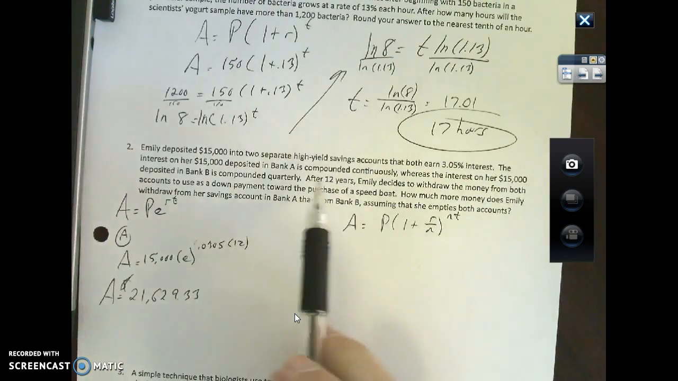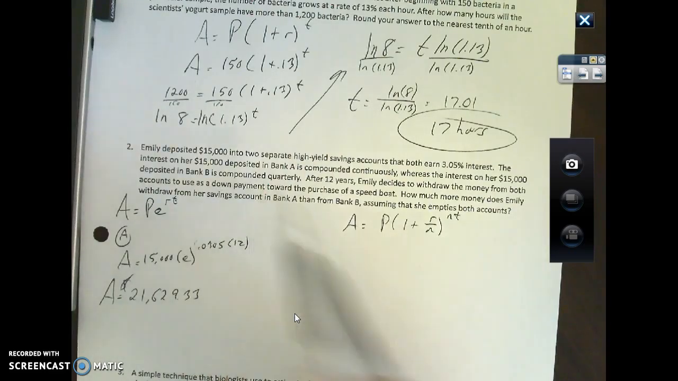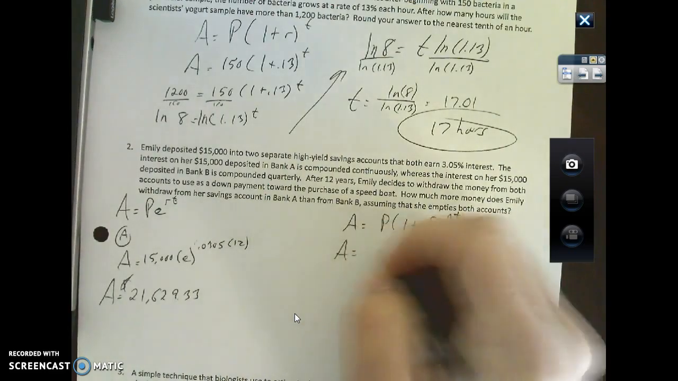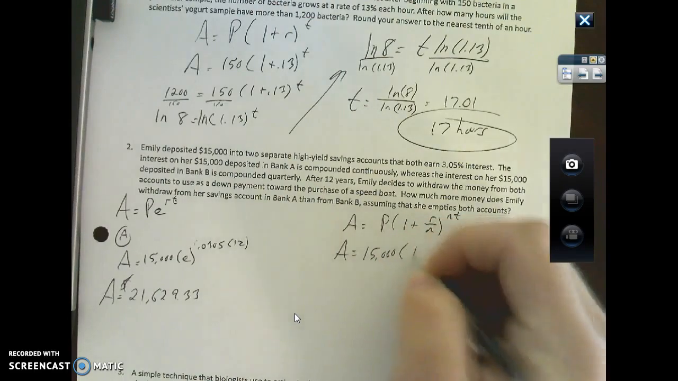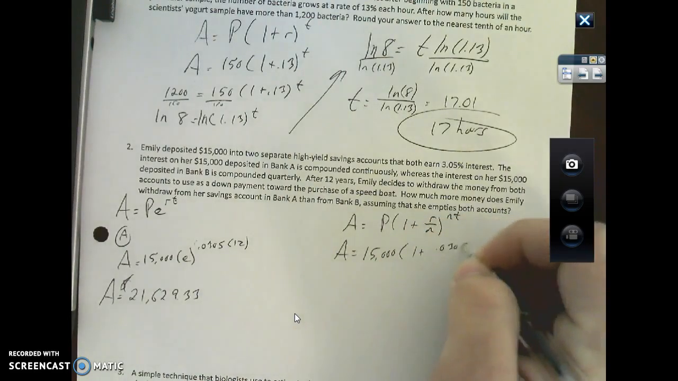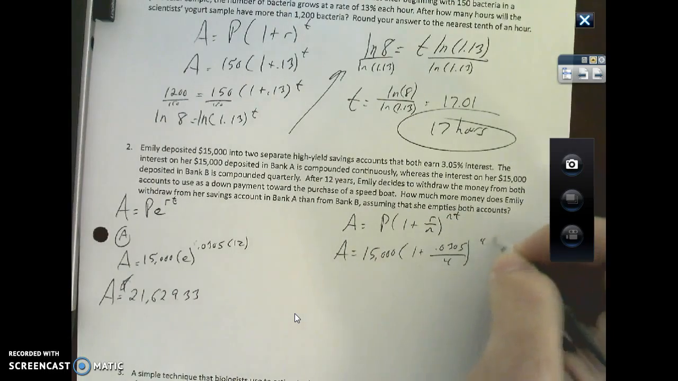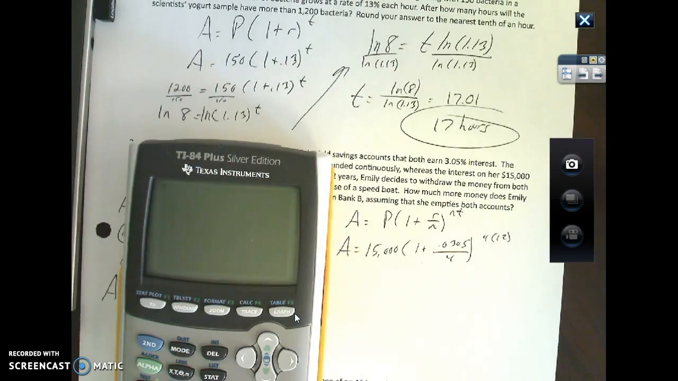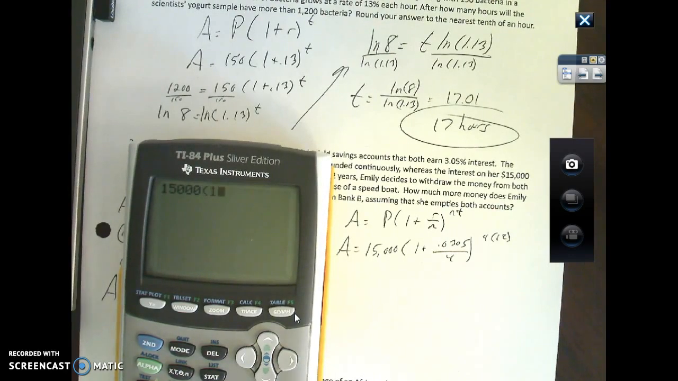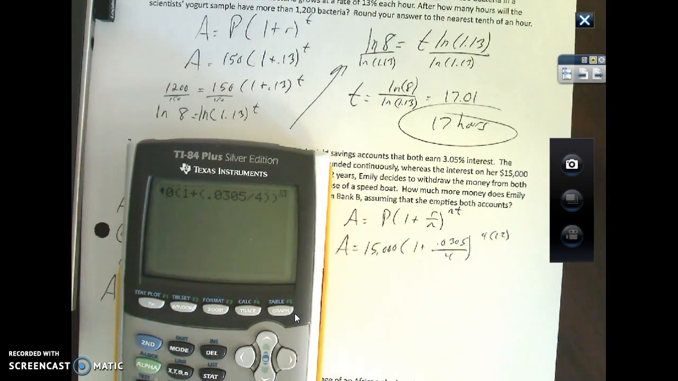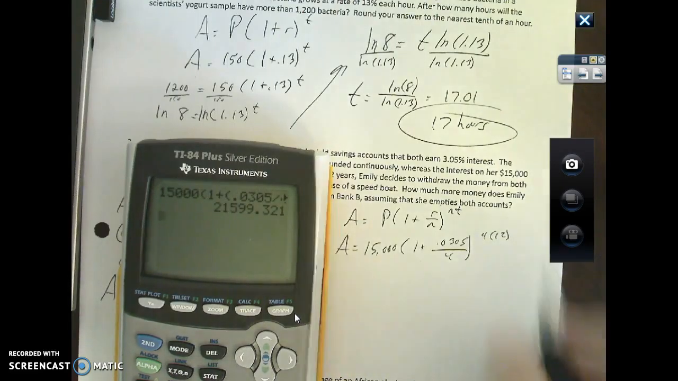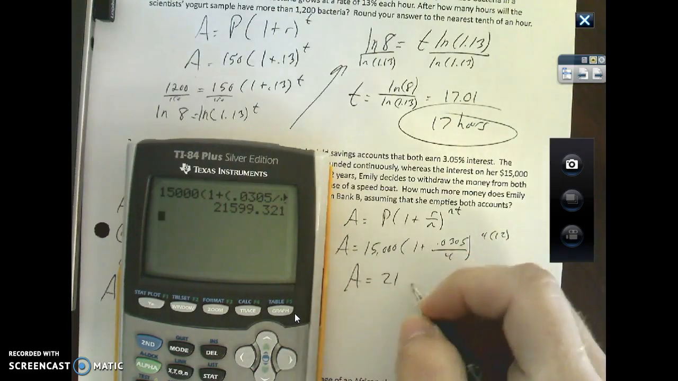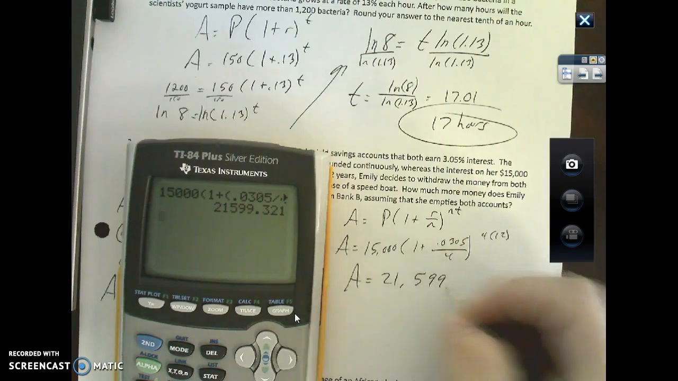Let's see, the other one was Bank B, compounded quarterly. So the only thing different over here is my principal is 15,000 times 1 plus, my interest rate stays the same, divided by 4, since N is 4. I like to put extra parentheses here. Close it. Raise it to the 4 times 12 power. And I get $21,599.32.